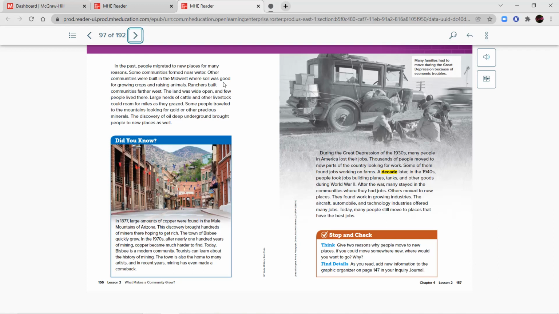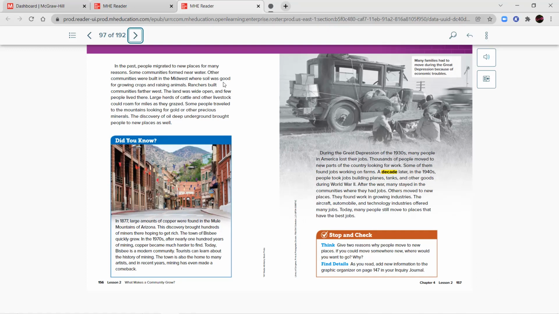Ranchers built communities farther west. The land was wide open, and few people lived there. Large herds of cattle and other livestock could roam for miles as they grazed. Some people traveled to the mountains looking for gold and other precious minerals. The discovery of oil deep underground brought people to new places as well.